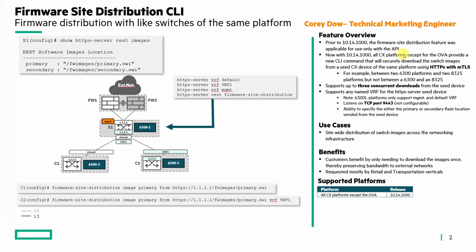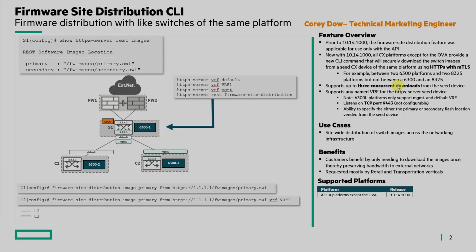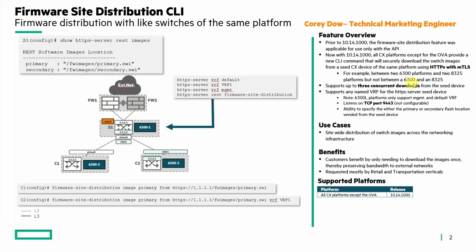As I mentioned, the CLI command is now available and it allows you to securely download the switch images from a seed device of the same platform using HTTPS with mTLS. For example, between two 6300 platforms or two 8325 platforms, but not between a 6300 and an 8325 device. It supports up to 3 concurrent downloads from the seed device and supports any named VRF for the HTTPS server on the seed device.